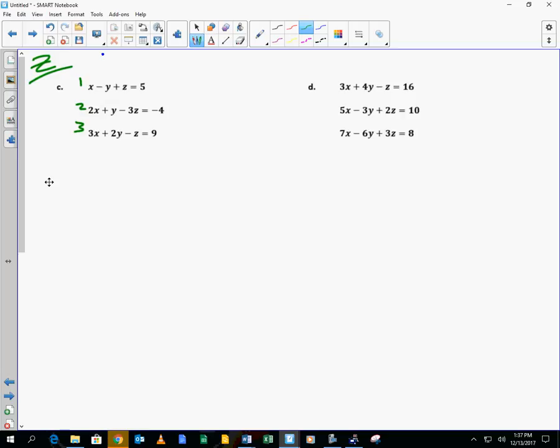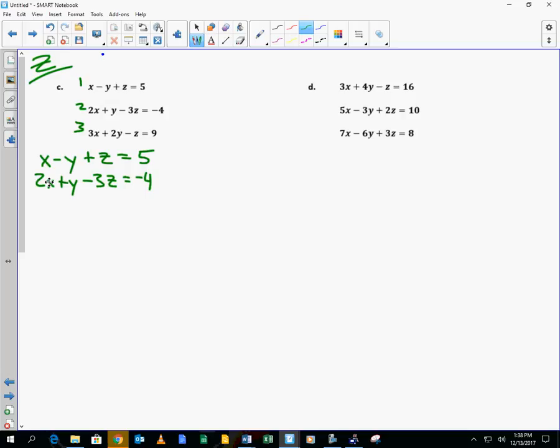You can either choose 1 and 2, 1 and 3, or 2 and 3. You need to choose 2 sets. So she wants 1 and 2, so she's going to go x minus y plus z equals 5. And she's going to choose 2x plus y minus 3z equals negative 4. So she chose 1 and 2.